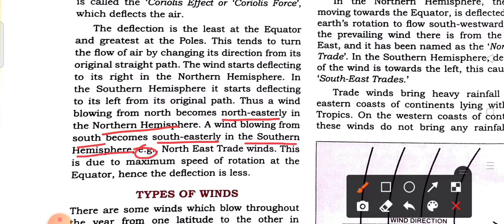For example, the northeast trade wind that blows in the northern hemisphere is deflected to the northeast direction. This is due to the maximum speed of the rotation, as we know previously, because the maximum speed of rotation is at the equator. Hence, the deflection is less at the equator.